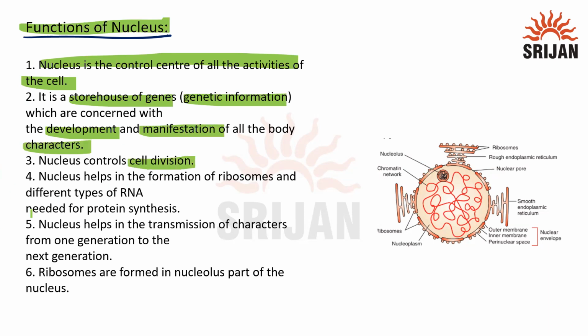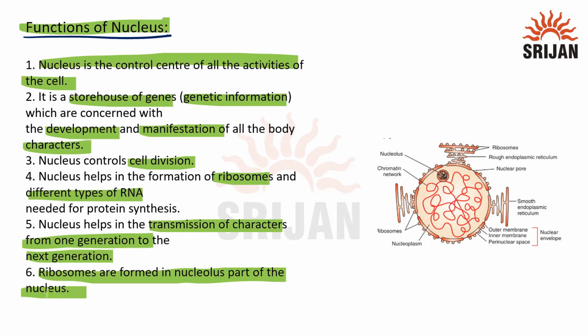Nucleus also helps in cell division. Before the cell division, the chromatin materials are entangled. We cannot identify its shape and size, but during the cell division, it gets condensed and we can see rod-shaped chromosomes. Nucleus helps in the formation of ribosomes also and different types of RNA as well. Nucleus helps in the transmission of characters from one generation to another by the fusion of gametes, because the gametes definitely have the nucleus. The ribosomes are formed in the nucleus.